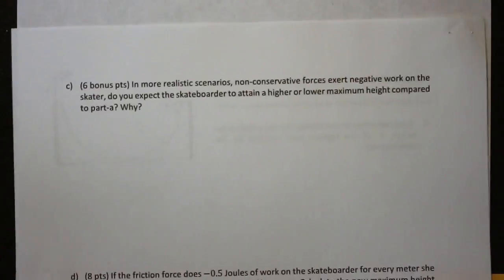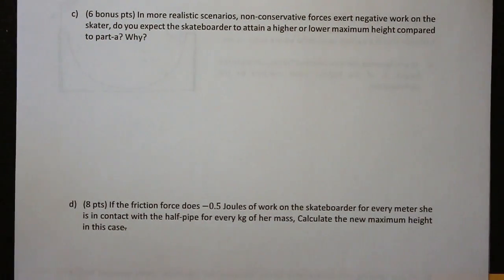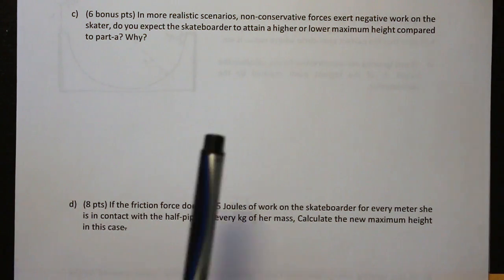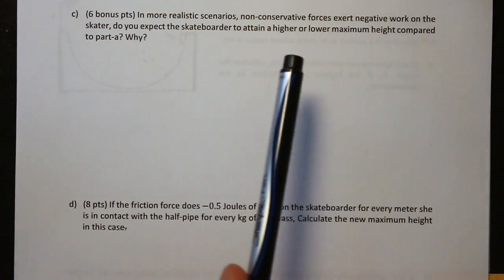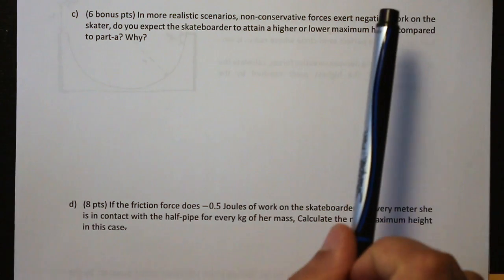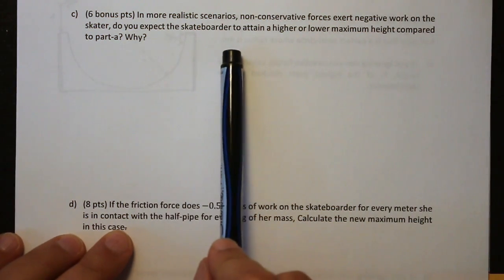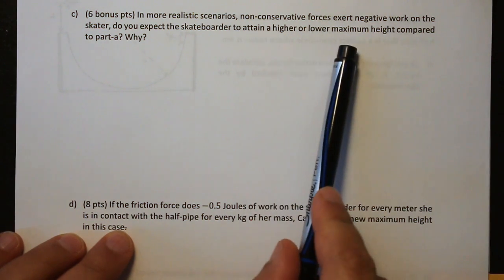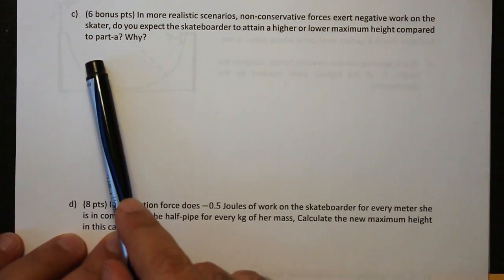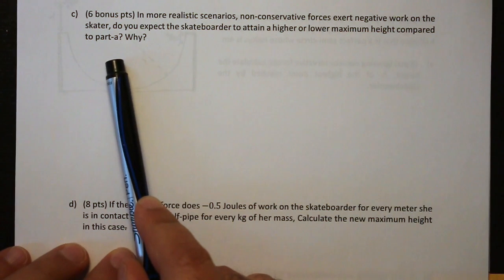Now for part C, we're asked, in a more realistic situation, non-conservative forces do exert some negative work on the skater. Do you expect her to attain a higher or lower maximum height compared to what we've calculated before, and why?